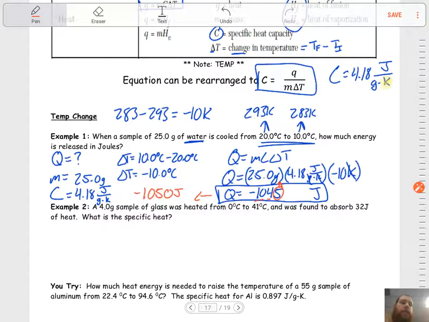Now, notice this is negative. So if you see a negative number, guys, that means that energy is released. Okay? If it's a positive value, J, it's going to be absorbed. And if it's a negative value, it's going to be released. So, pretty straightforward. Identifying your unknown, solving for the unknown, and then plugging it in.